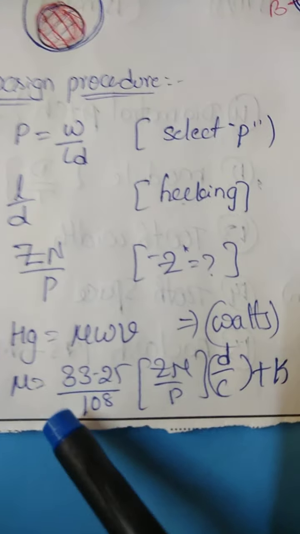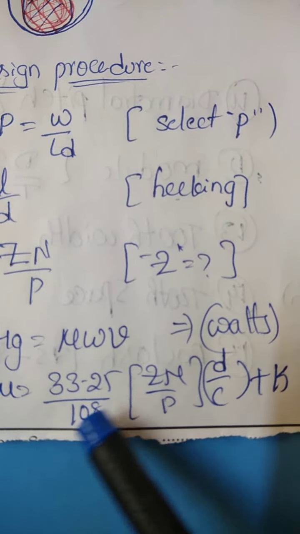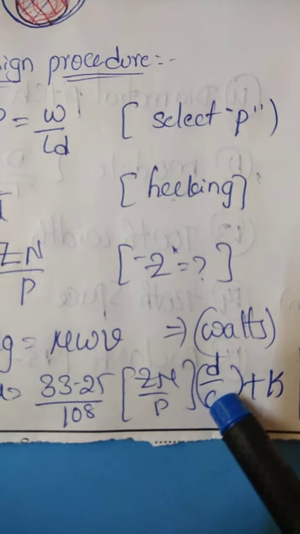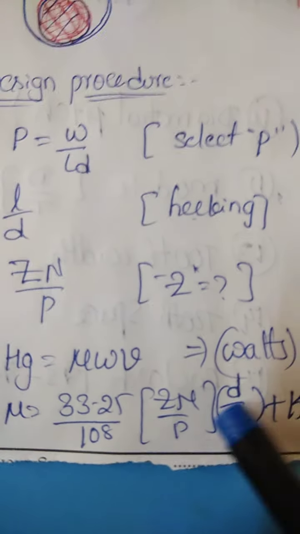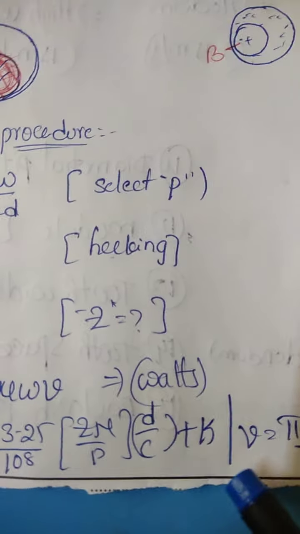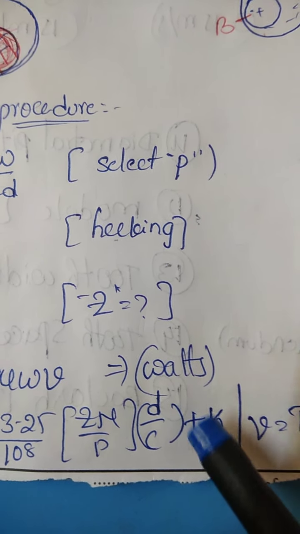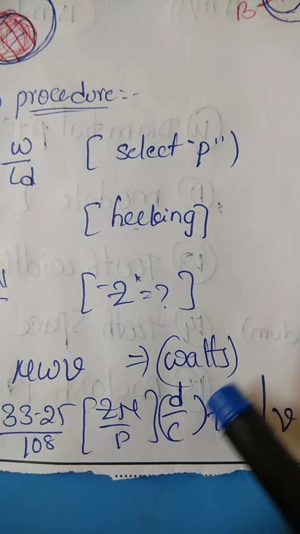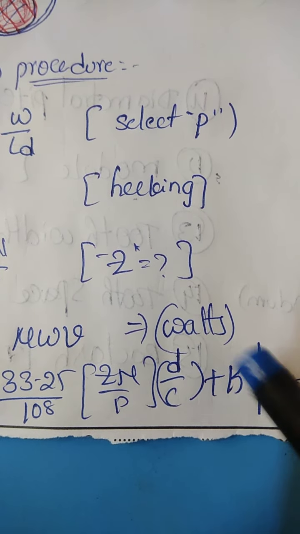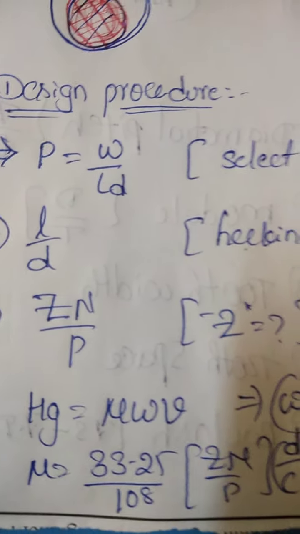After that, you can find mu = 33.25 times 10 power 8 times ZN by P times d by C, plus K, where C is the clearance ratio and d means the diameter of the bearing. Clear? The ZN by P value we already found previously, and K means the bearing modulus number, that is 0.004, always less than 0.0025. Clear to all? These formulas are all there in the design data book.